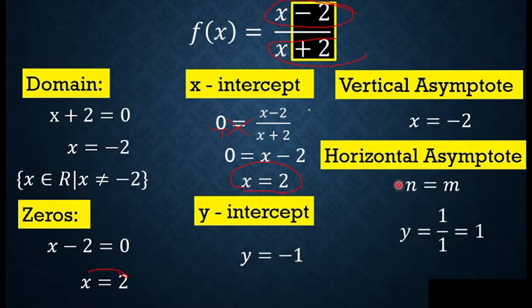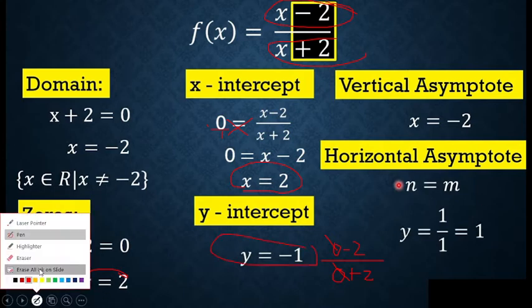So y equals negative 1. Why does it become negative 1? You just equate x to 0. For the y-intercept, the function x minus 2 over x plus 2 becomes 0 minus 2 over 0 plus 2, so negative 2 divided by positive 2, which is negative 1. So that's how it goes.